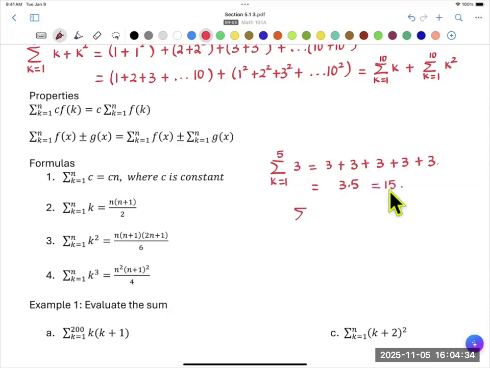So if you have the summation of 7 from k equals 1 to 20, then you're going to have 7 times 20, which is 140. Okay, so that is the summation of a constant.